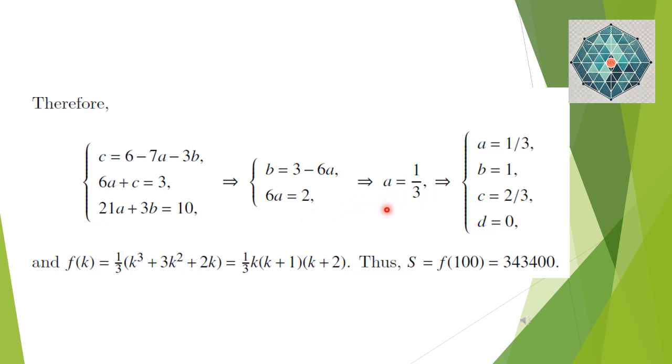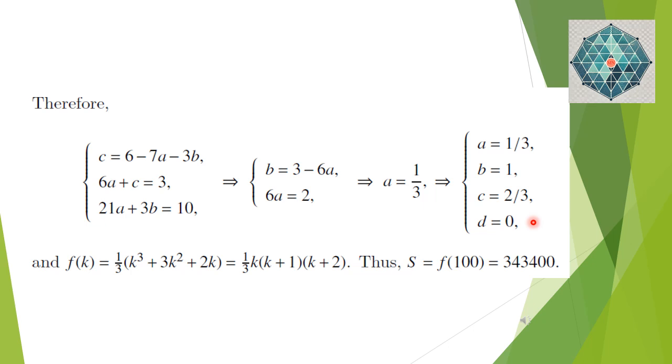Substitute a equals 1/3 back. b equals 3 minus 6a, which gives b equals 3 minus 6 times 1/3, so b equals 1. Now, compute c. c equals 6 minus 7 a minus 3b, so c equals 6 minus 7 times 1/3 minus 3 times 1, which equals 2/3. Finally, compute d. d equals 2 minus a minus b minus c, so d equals 2 minus 1/3 minus 1 minus 2/3, which equals 0.